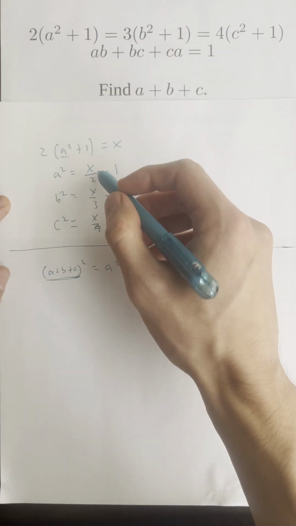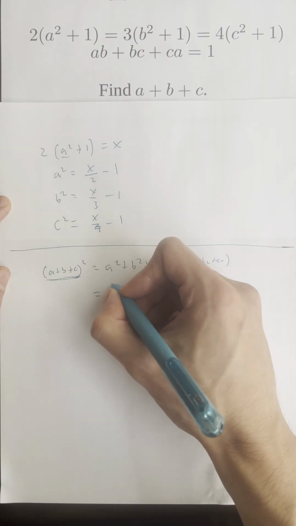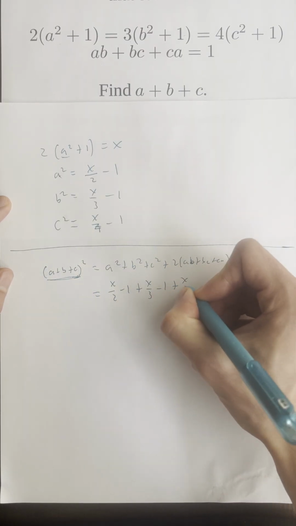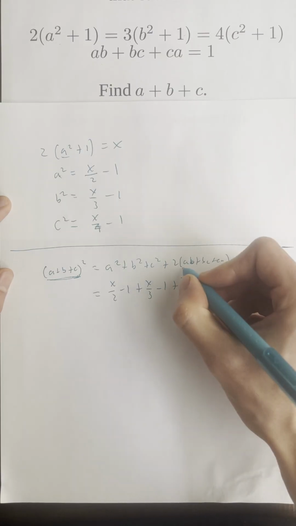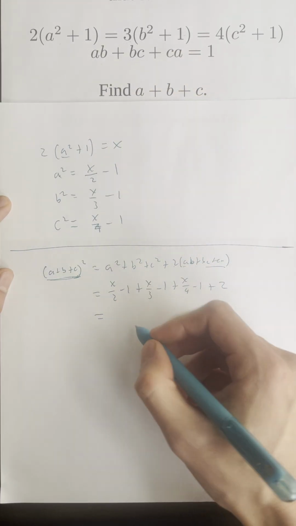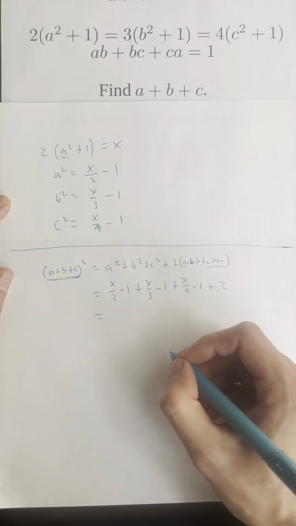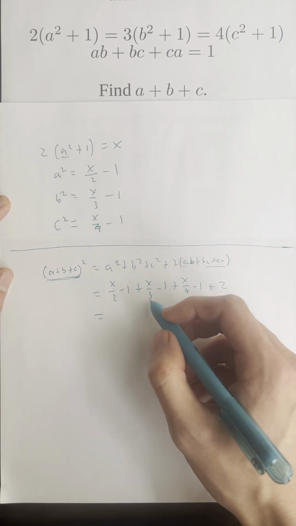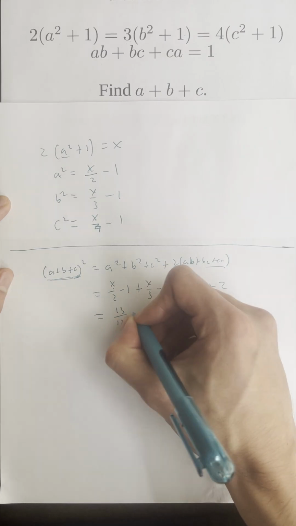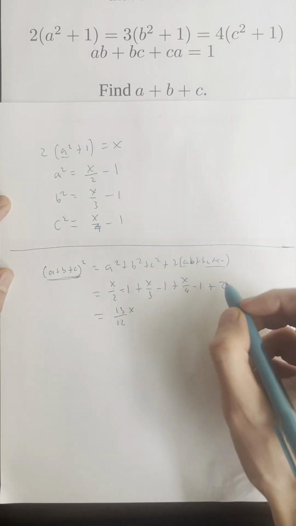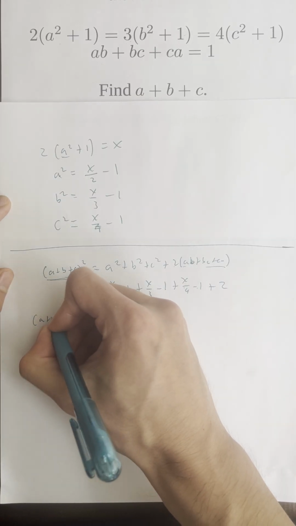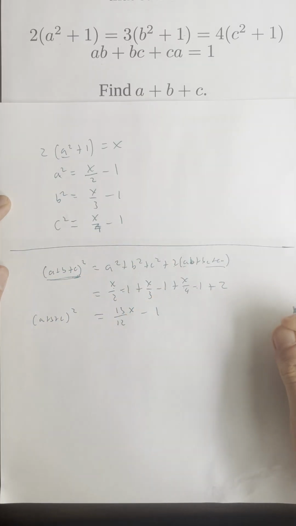So let's go ahead and plug all these in. So x over 2 minus 1 plus x over 3 minus 1 plus x over 4 minus 1 plus 2 times 1, so just plus 2. And this plus this plus this is going to be a half plus a third plus 1/4, which is 13 over 12. Okay. So that's what (a plus b plus c) squared is.